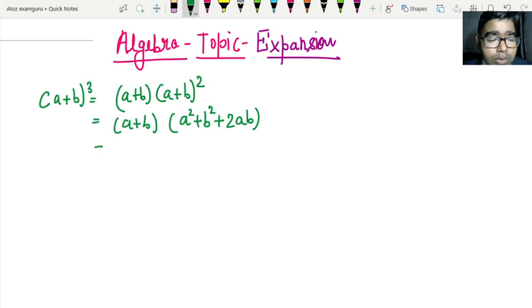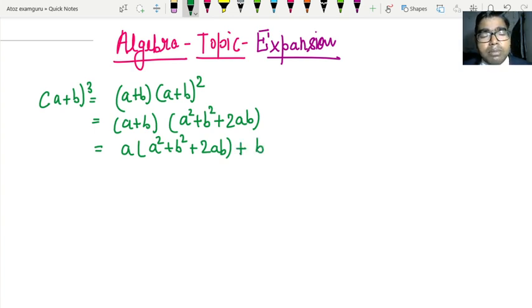So how will you derive it? You multiply a with this whole expression, right? a multiplied by a square plus b square plus twice of ab, and then you have to multiply b with this whole expression, b multiplied by a square plus b square plus twice of ab, right friends? And now if you multiply this, then what will you get?